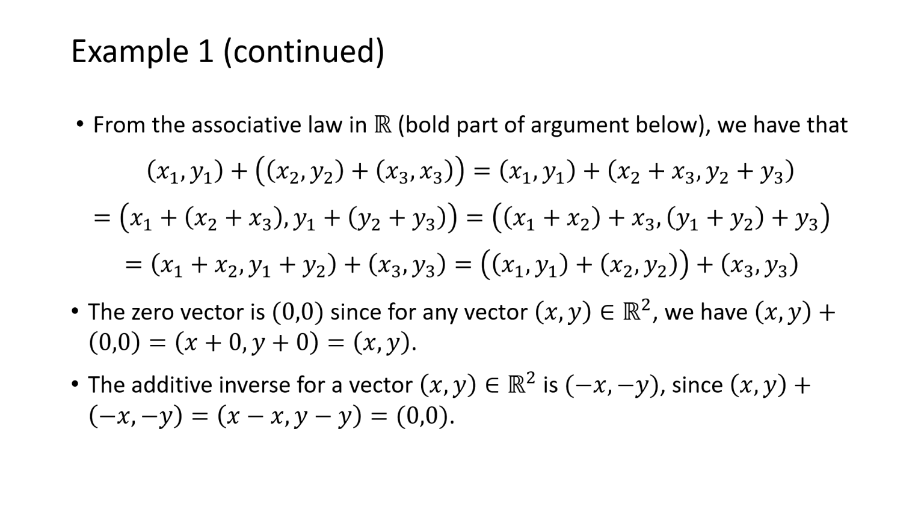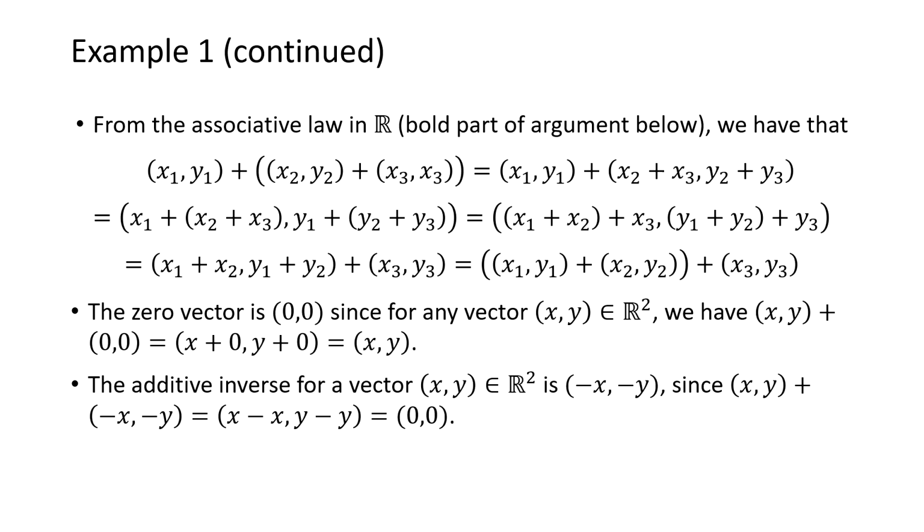We have a few more of the axioms on this slide, and it'll carry on to the slide after. So the associative law for our vector space depends heavily on the associative law for real numbers, as did the previous axiom on commutativity. So we take three vectors in our vector space, and we have two of them grouped together. We add those first, as we see here.